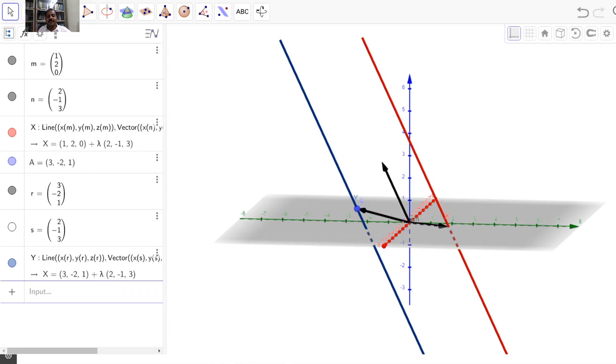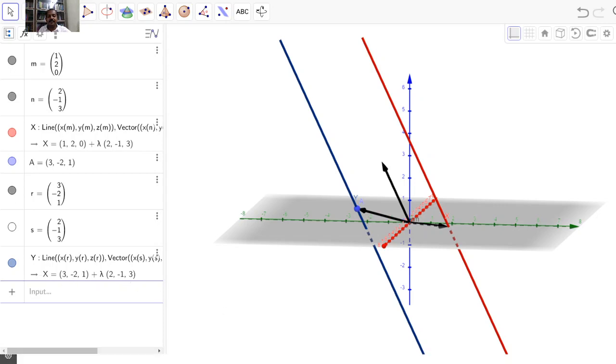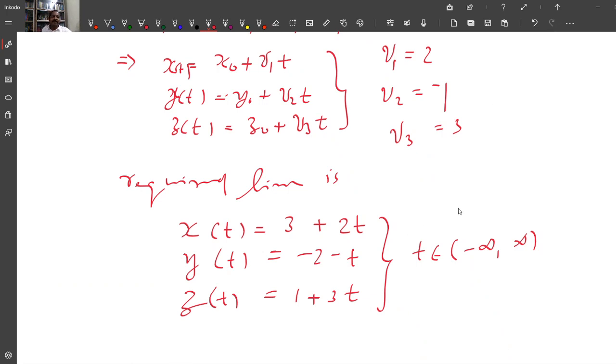So x is 3 plus 2t, and y is minus 2 minus t, and z is 1 plus 3t. So that you have. This is the way we check that our solution is correct, and you have some idea regarding lines in space from this. So we may stop here for the day. Okay.